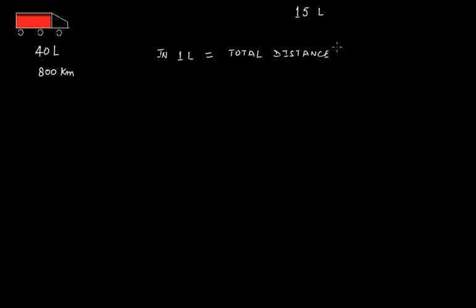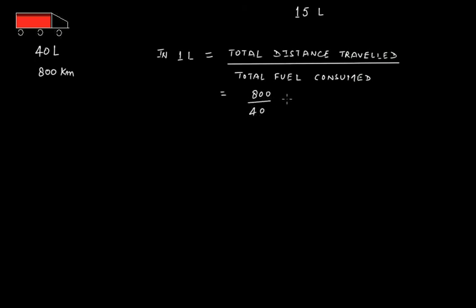So if it travels 800 kilometers in 40 liters, then in 1 liter it will travel the total distance traveled divided by the total fuel consumed, which equals 800 divided by 40, and this will give you 20 kilometers. That is, in 1 liter it will travel 20 kilometers.